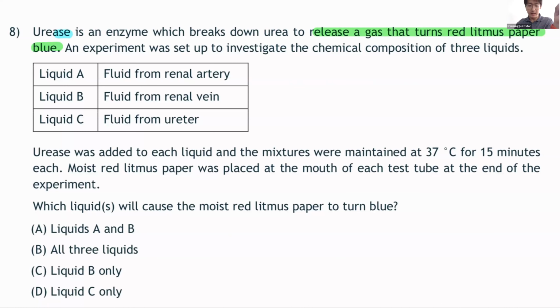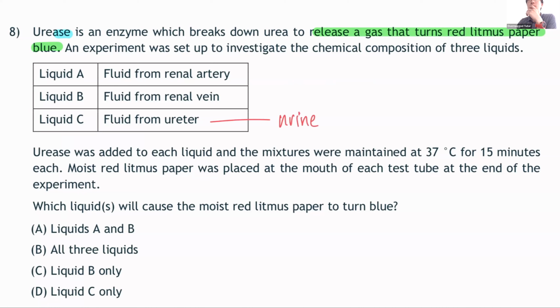So liquid A was obtained from the renal artery, B from the renal vein, C from the ureter. Here I put a very vague "fluid". Are we able to name those fluids? Kaden, which fluid can you name? Oh, haven't learned yet. Okay, thanks for trying anyway. Kanisha, yes. Liquid C is urine. Okay, very good.